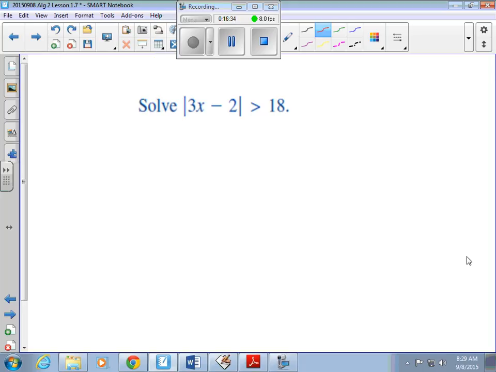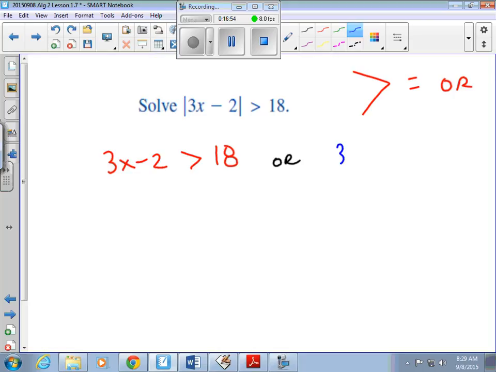Okay, this one is a greater than. Remember, greater than is or. Less than is and. Greater than is or. So we're going to take 3x minus 2 is less than 18. Notice all I did was remove the absolute value symbols. Everything's written just like it is. Or 3x minus 2. Reverse the symbol, instead of greater than, less than, and take 18 and make it negative 18.